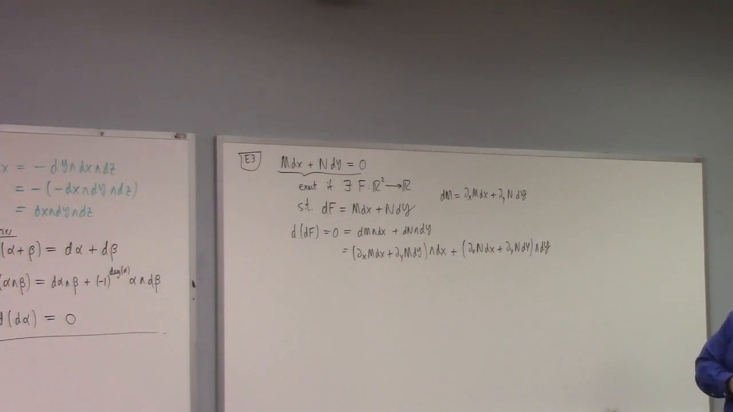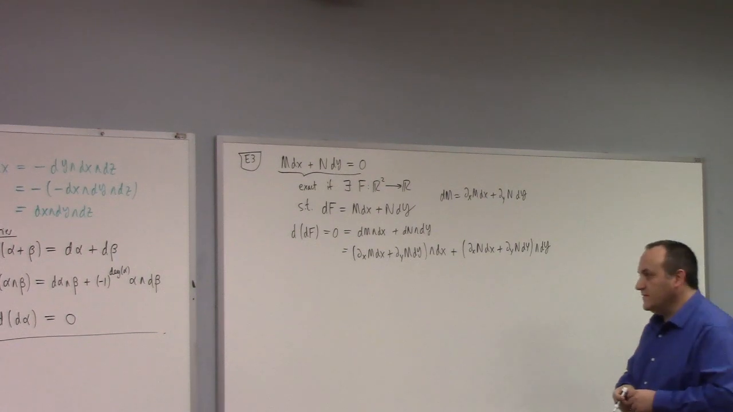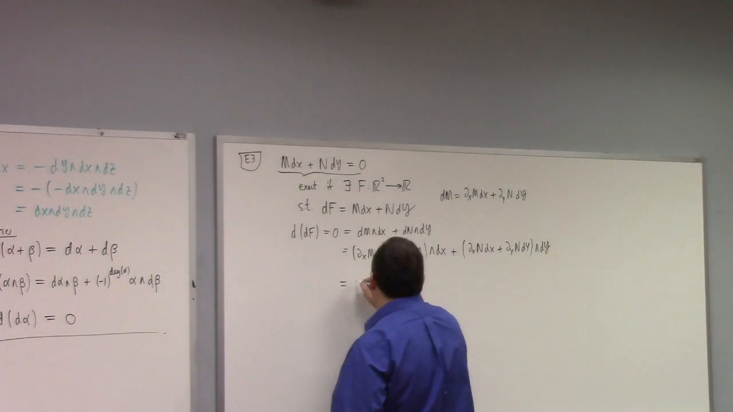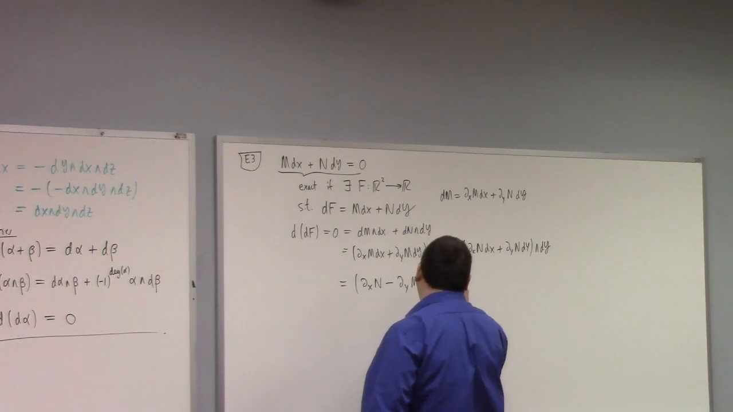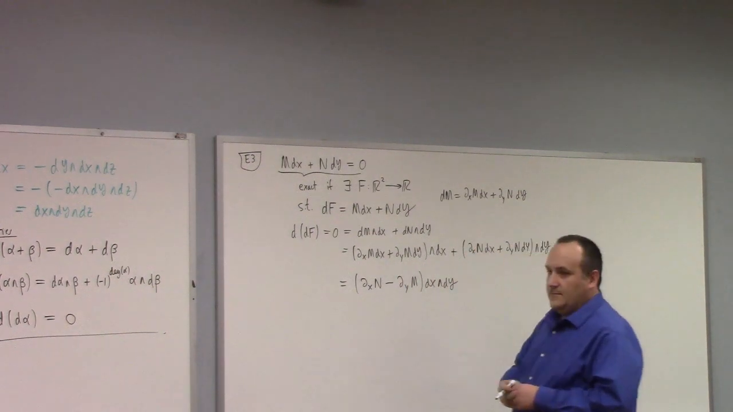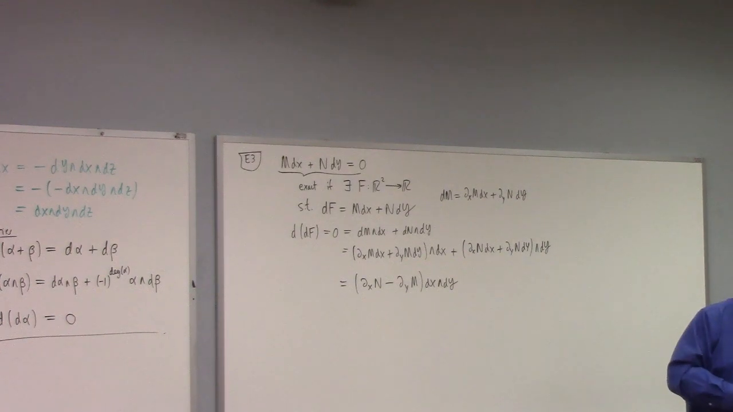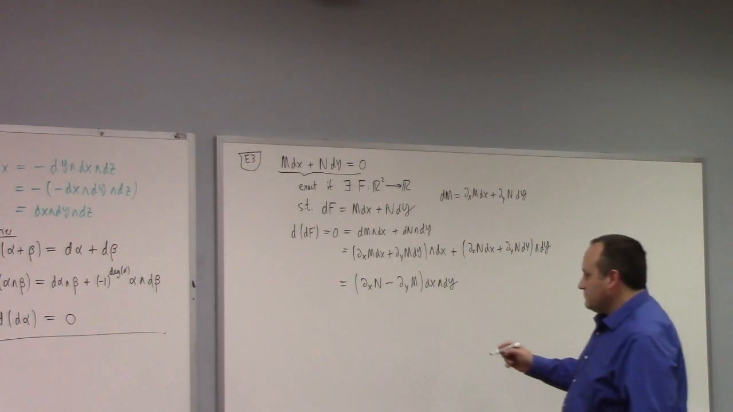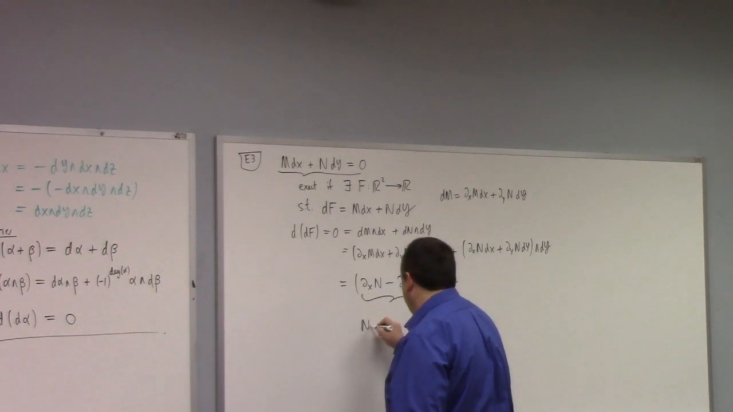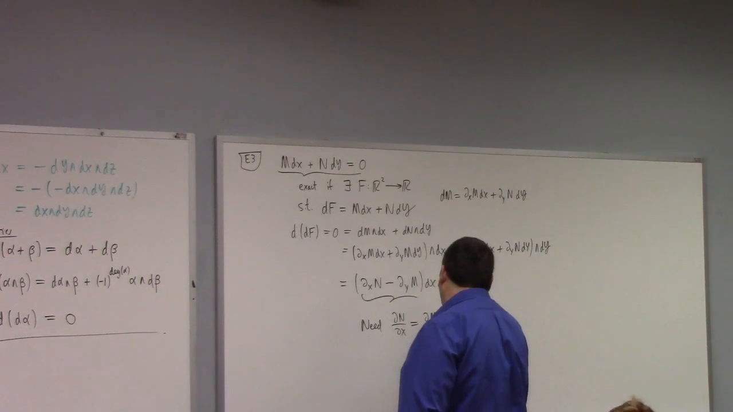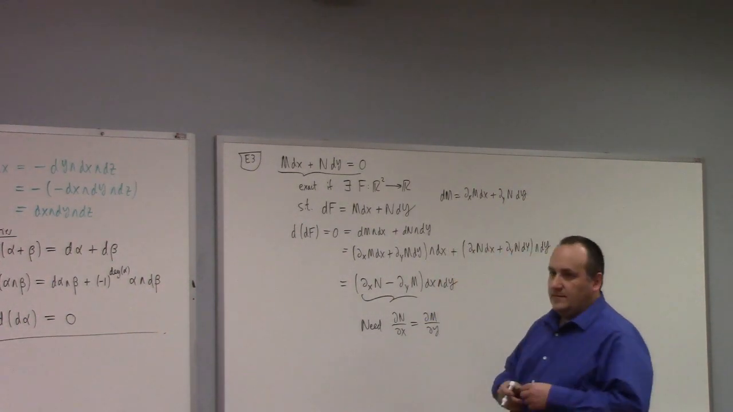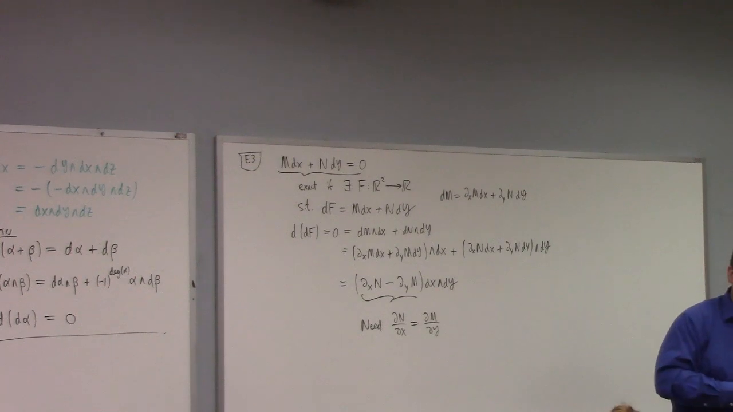Dx wedge dx is 0, dy wedge dy is 0. All you're left with is partial x N minus partial y M dx wedge dy. That's why we must have the condition that partial N, partial x is equal to partial M, partial y. That is a necessary condition if the differential equation is to be exact.